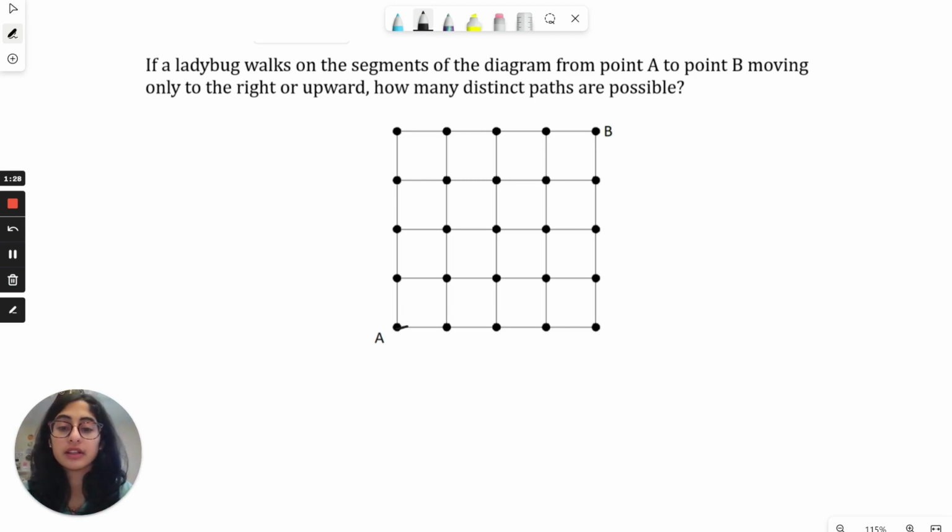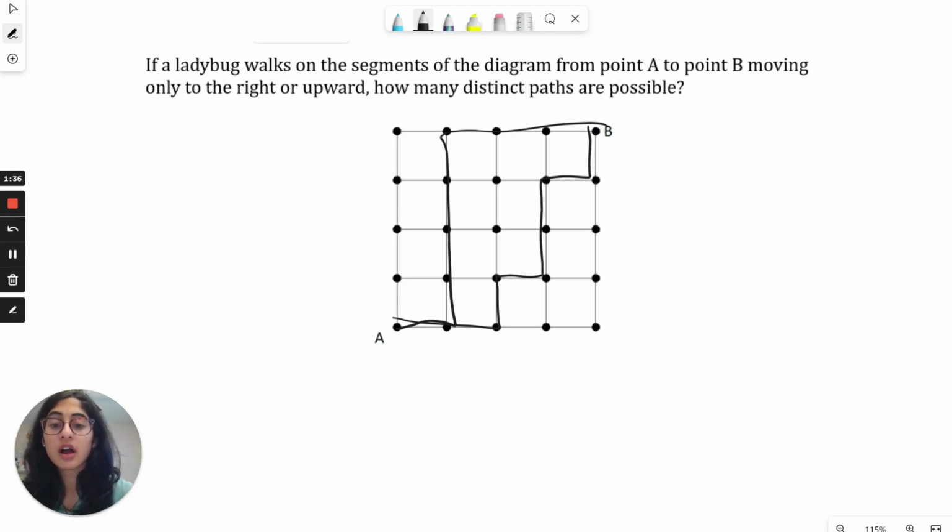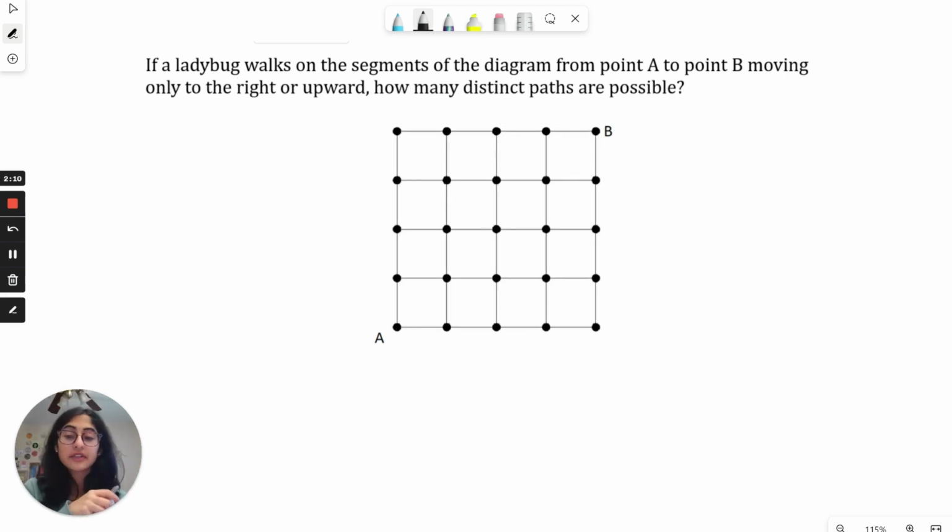So we could go like this, up and then right, or here, here, here, because we're just going right and up. But we cannot go from here to up there to left to up. You got what I'm saying? Just have to keep moving in the direction of B. Okay, so how do we figure out how many paths are possible from A to B? Because there are so many.